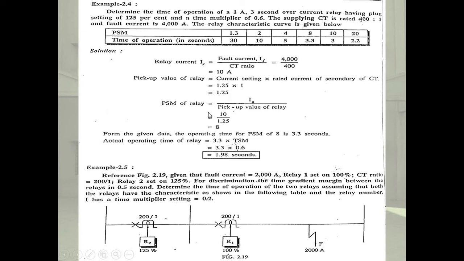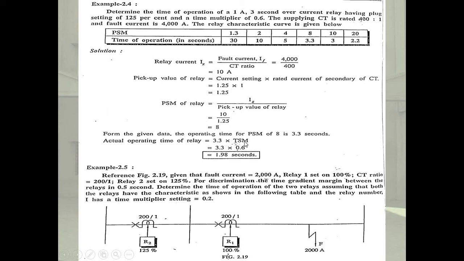Now PSM of the relay. PSM of the relay equals fault current in relay coil divided by pickup value of the relay. Fault current in relay coil is 10 ampere and pickup value of the relay is 1.25. So PSM of the relay is 8.